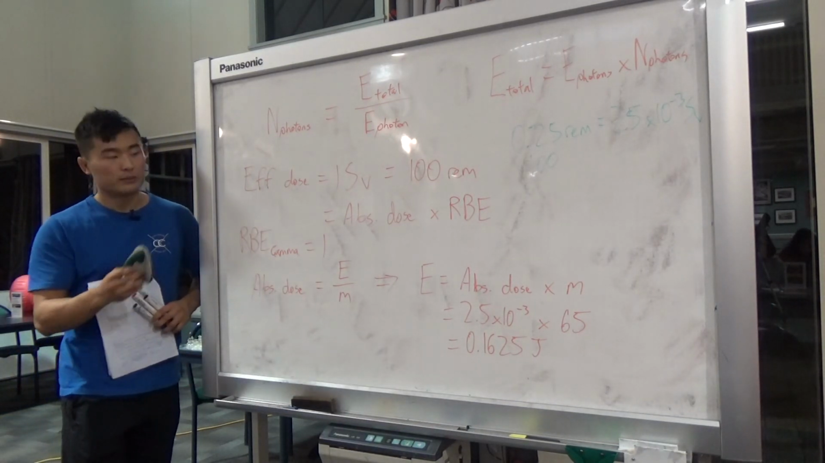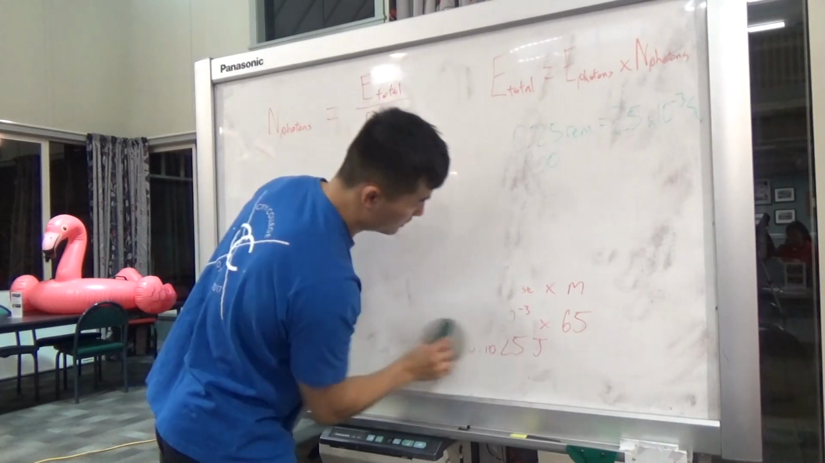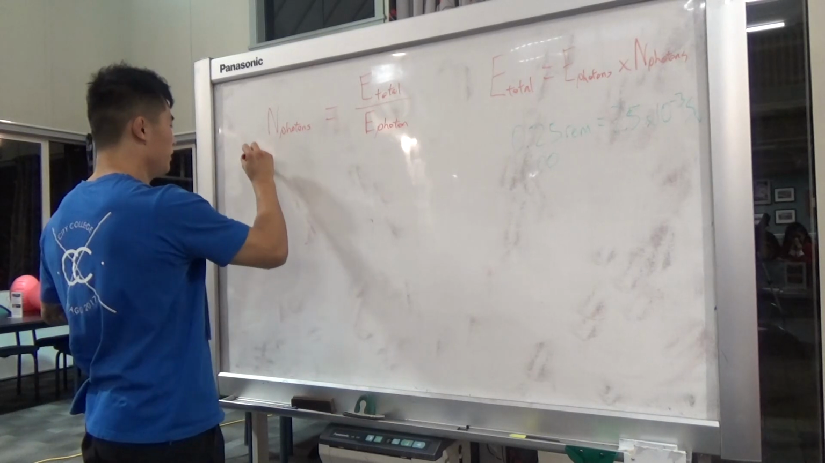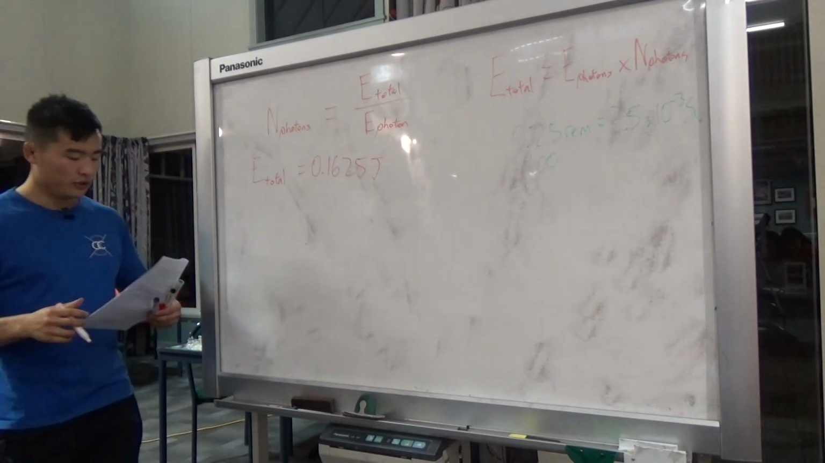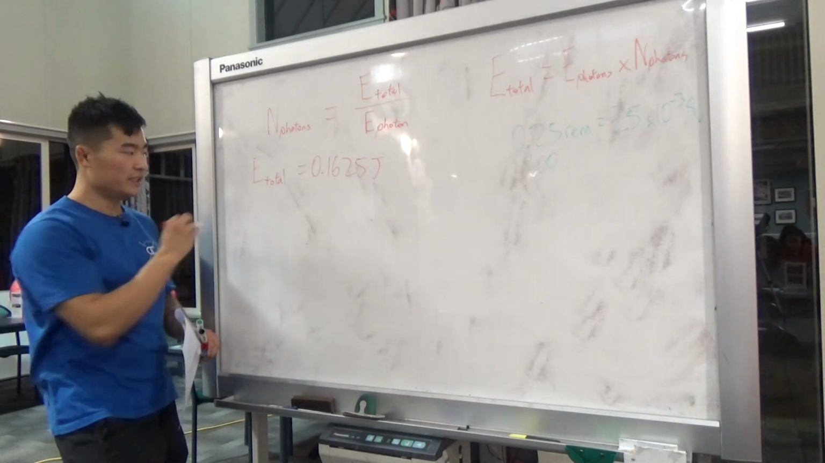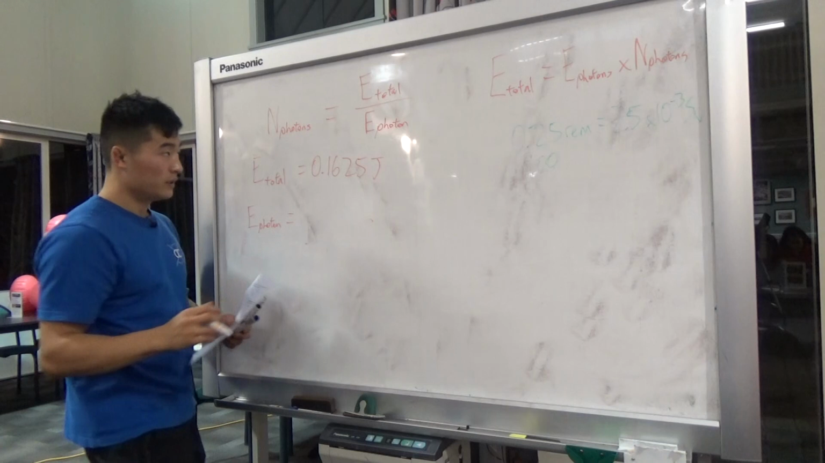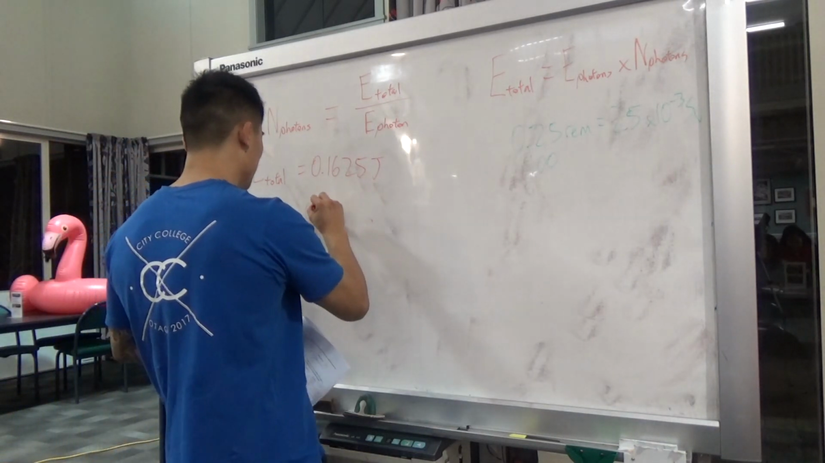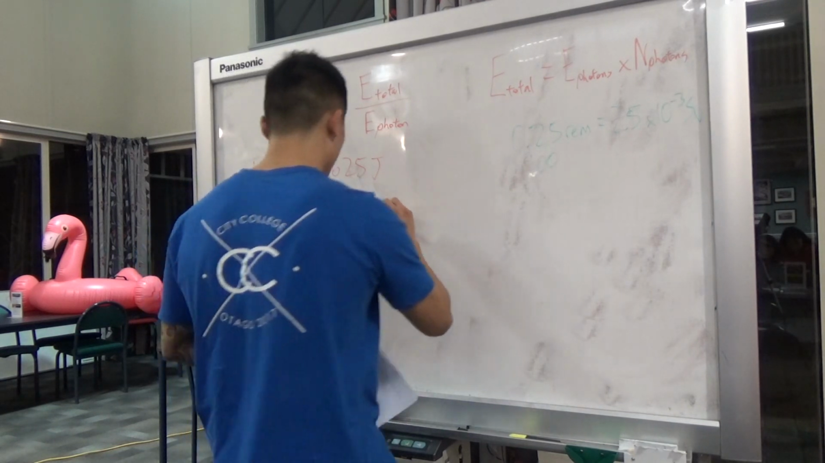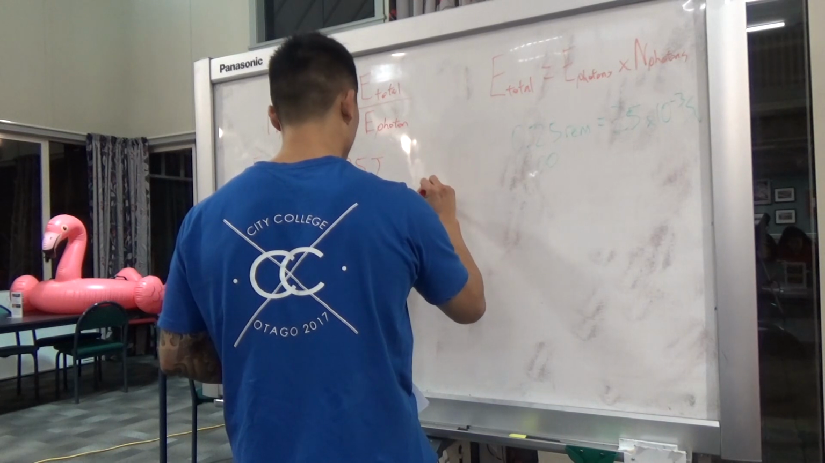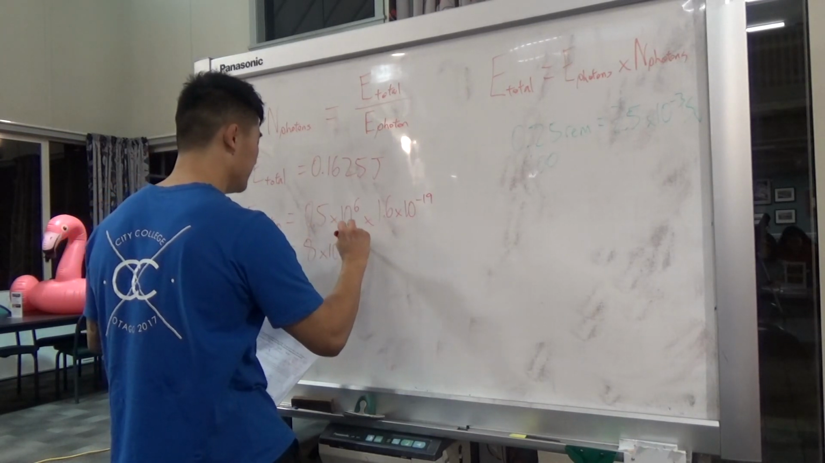I'm going to rub this out. So E total equals 0.1625 joules. Now we need to convert the energy of the photon, which was given in mega electron volts, into joules. Mega is million, so that's 0.5 times 10 to the power of 6 times 1.6 times 10 to the negative 19. So the energy in each photon is 8 times 10 to the negative 14 joules.